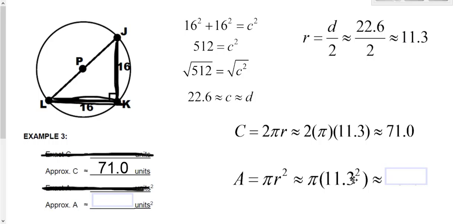So pi times the radius squared comes out to approximately 401.1 square units, round to the nearest tenth. So put those answers in the answer blank too. And we'll look at one more example.